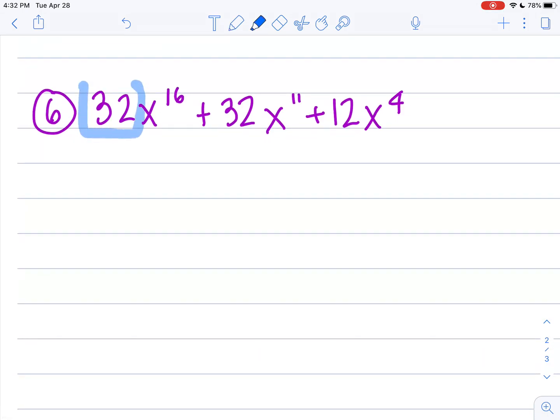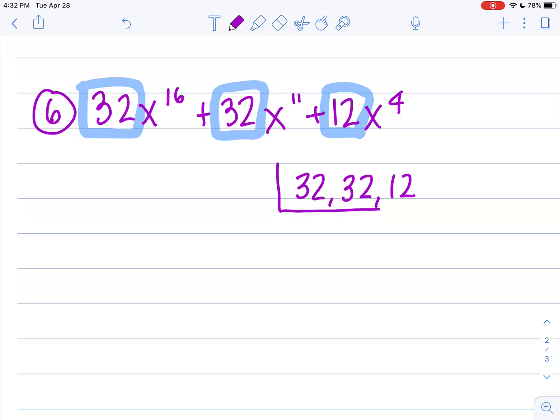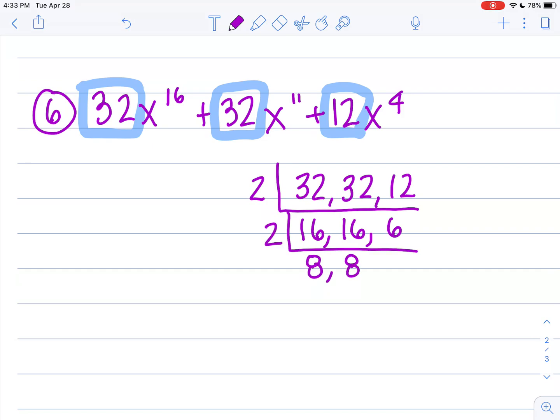Okay, now we have 3 numbers again, so 32, 32, and 12. Okay, now I know 2 goes into all of them because they're all even. So I'm going to put a 2 here. 32 divided by 2 is 16. 32 divided by 2 is 16. 12 divided by 2 is 6. And then all of those are even still, so I'm going to divide by 2 again. So 16 divided by 2 is 8, and 6 divided by 2 is 3.